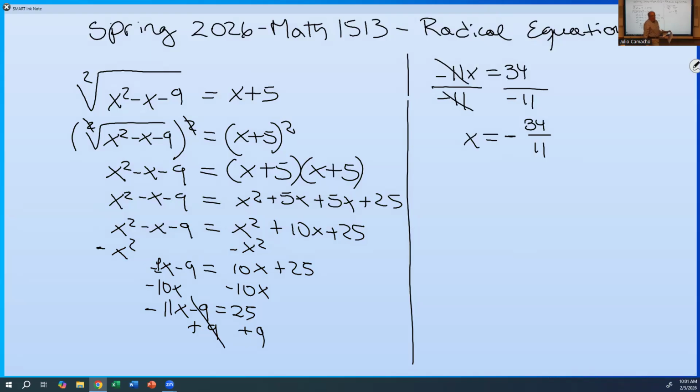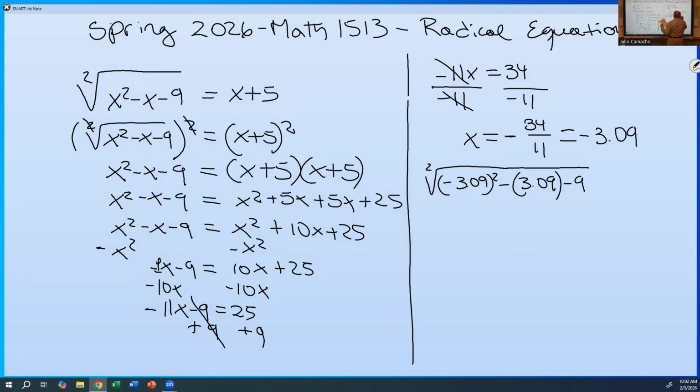Let's see when you do your assignment. Any questions? Let's see if that is extraneous or not. What is the answer again? Negative 3.09. Okay, if you plug this in, you have negative 3.09 squared minus 3.09, minus 9. You do this part of the equation. I did it already, but you are welcome to do it.